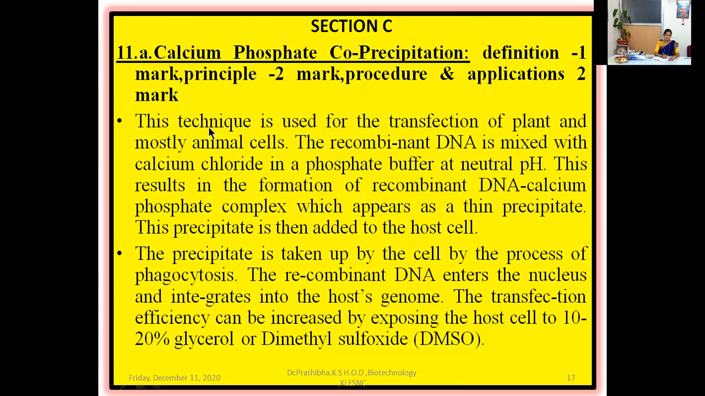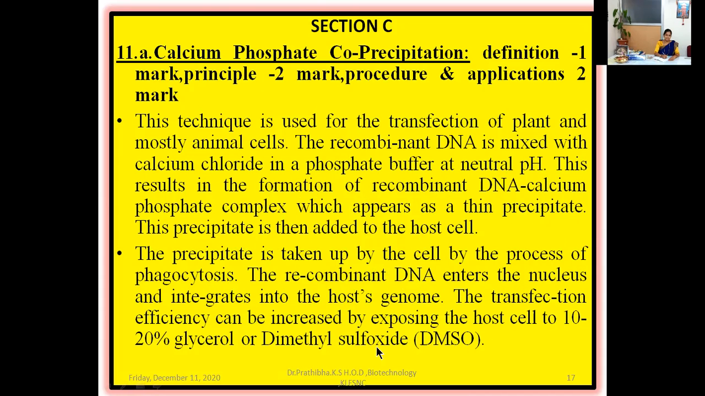This technique is used for the transfection of plant and mostly also animal cells. The recombinant DNA is mixed with calcium chloride in a phosphate buffer at neutral pH. Okay, this results in the formation of a recombinant DNA calcium phosphate complex, which appears as a thin precipitate. This precipitate is then added to the host cell. Okay, the precipitate is taken up by the cell by the process of phagocytosis. The recombinant DNA enters the nucleus and integrates into the host genome.